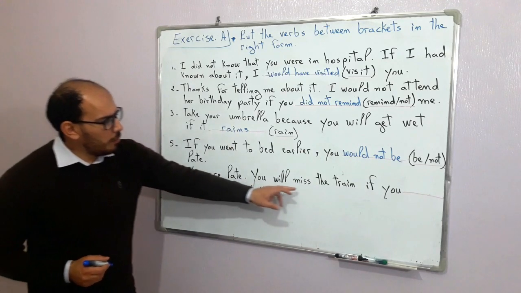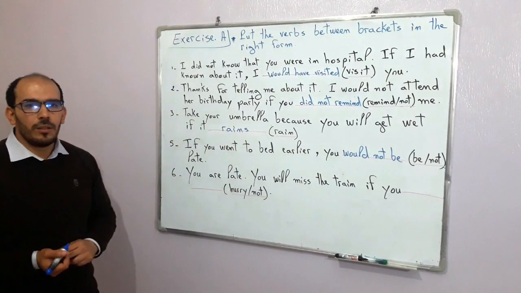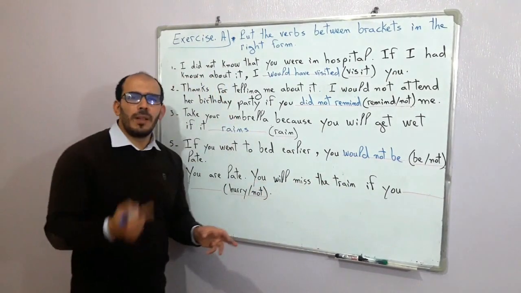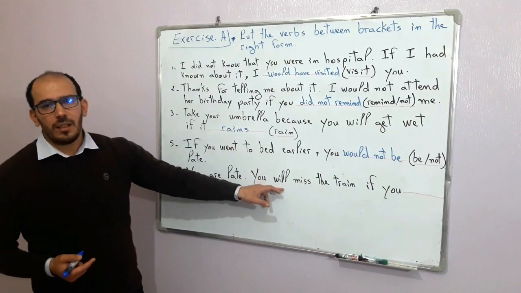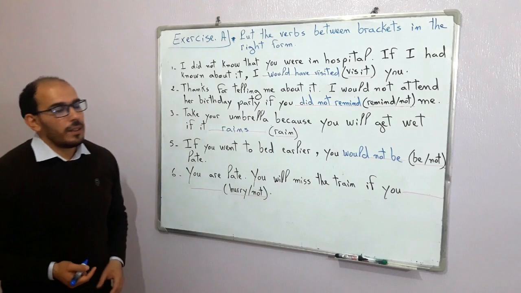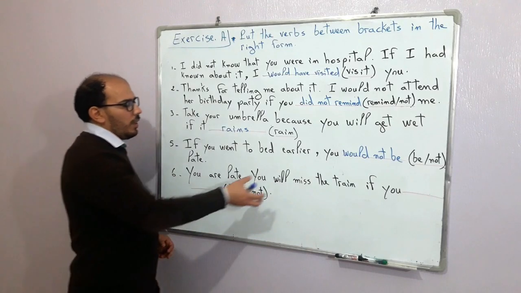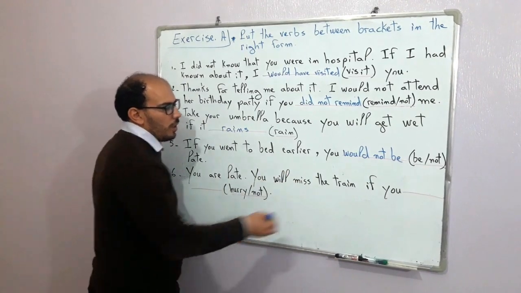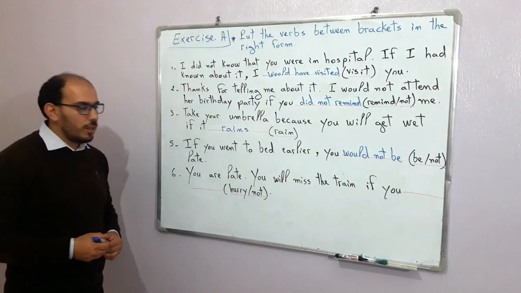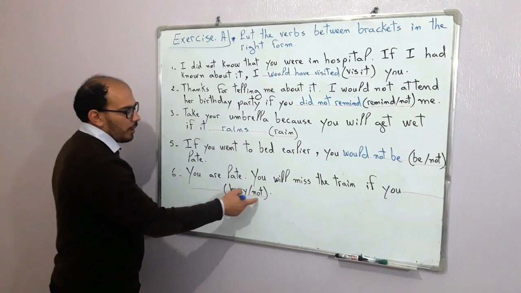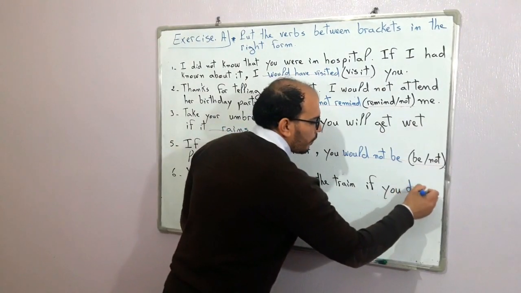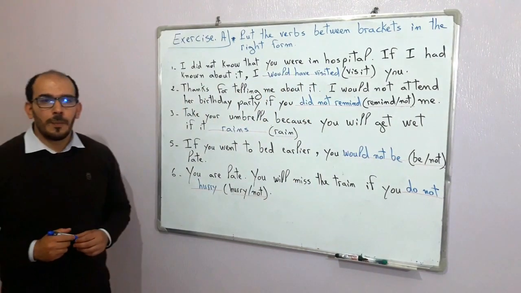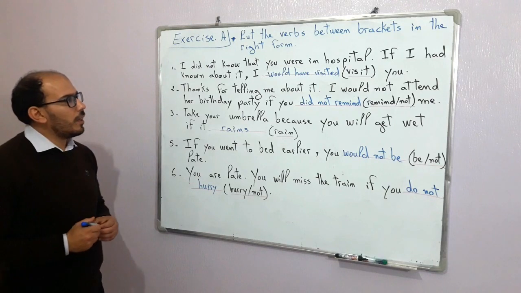You are late, you will miss the train if you hurry not. So when I say you will miss the train, this is a result that will take place in the future, and this means that this is type number one. And if the verb in the result is in the simple future, this means the verb in the condition should be in the simple present. And we have here not. So if you do not hurry, right?